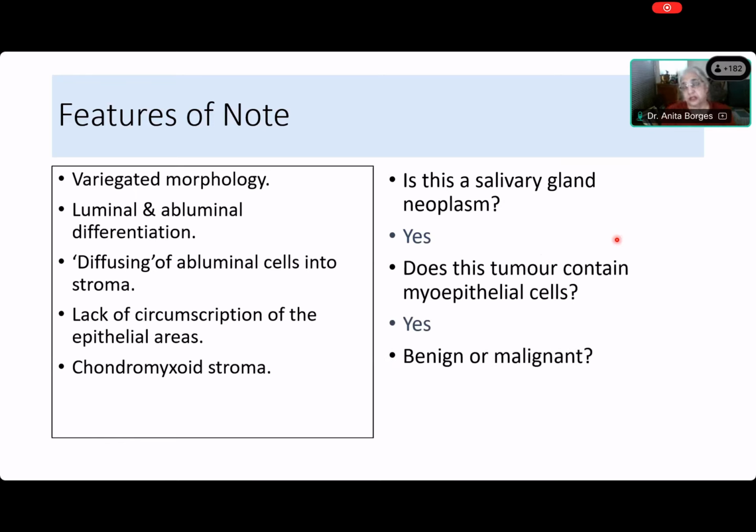Is it benign or malignant? This is a benign tumor. Why is it benign? Ma'am, there are no tumor cells in between the stroma. There is no invasion, no necrosis, no mitosis. Okay. What do you mean by no invasion, Shivani? You didn't see that all these cells were invading into the stroma? So what do you mean by no invasion?